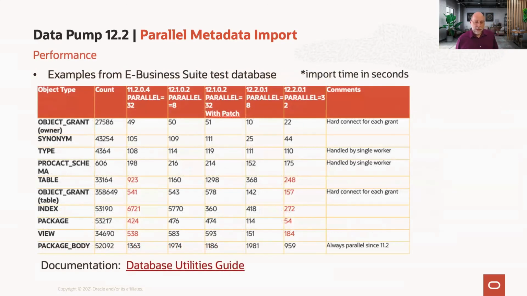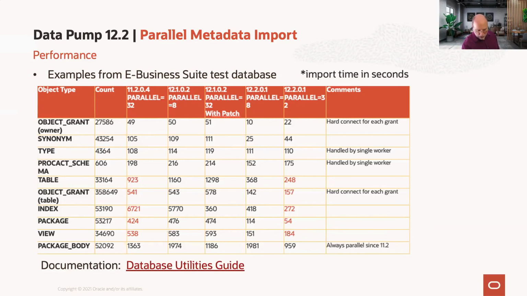And here's a more detailed look at what parallel metadata import will do for you. This was on an E-Business Suite test database that we have. It's about 250 gigabytes overall size, but you see the count column, how many of each type of metadata is present in an E-Business Suite database. While it had those 27,000 some odd object grants, look at the table grants, for example, 358,000 grants for tables, 53,000 packages, and so on. And you can see the effect of parallelism when you get to 12.2.0.1, parallel 8, for example.